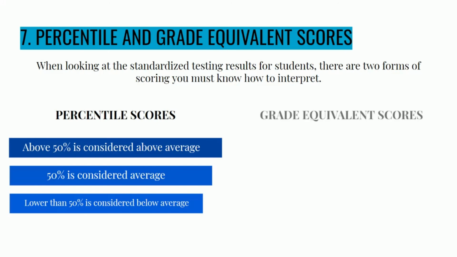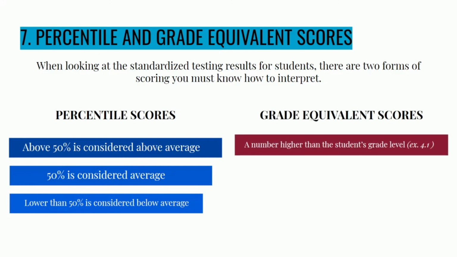Now let's take a look at grade equivalent scores. So a number higher than the student's grade level would mean that the student is performing above grade level expectation. For example, in all these examples, we're saying that the student is in 4th grade. So anything above a 4.1 would imply that they are above 4th grade reading standards.